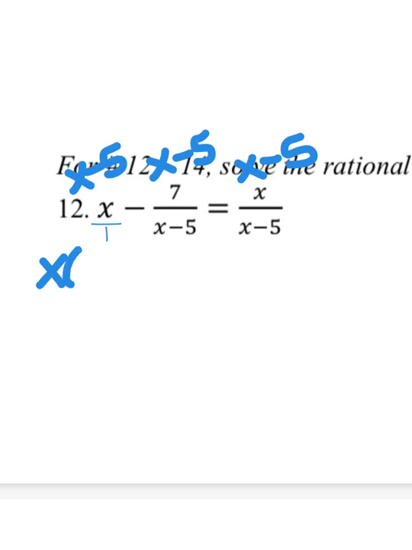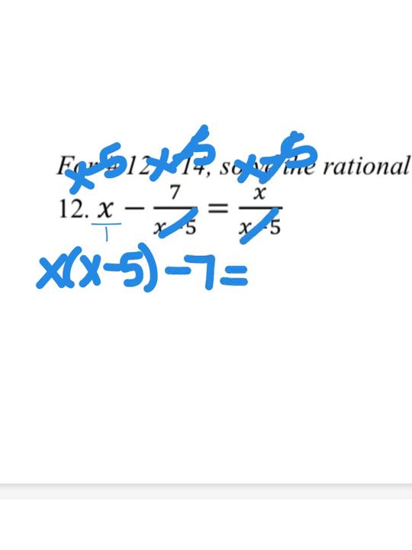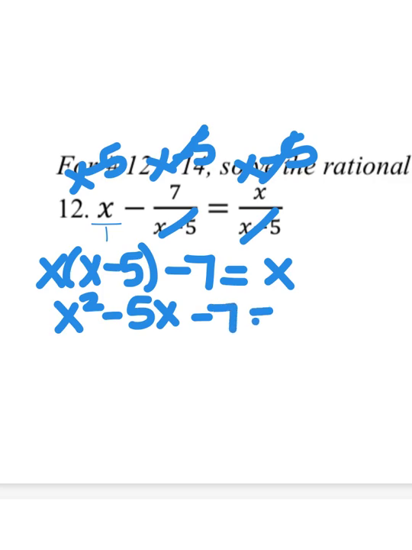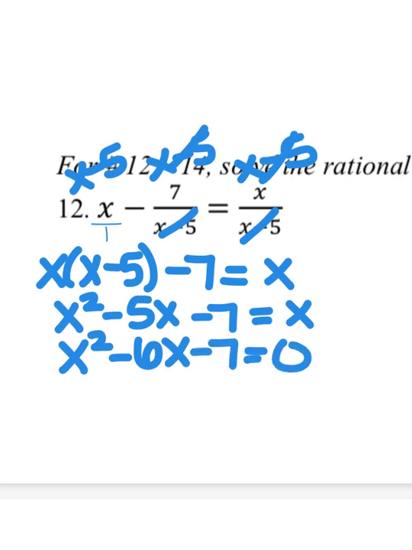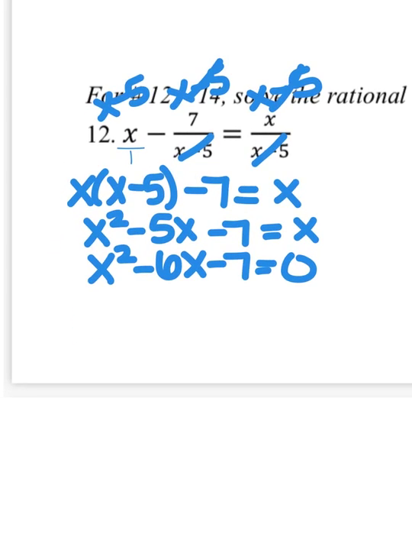So my new equation, there's nothing to cancel out to start. So this is x times x minus 5. And then x minus 5 cancels. So I have minus 7 equals x. So this is x squared minus 5x minus 7 equals x. I subtract the x over. It's a quadratic, so I want to set it equal to 0. And then I have 3 options. I'm actually going to do completing the square because I feel like it's been a while since we've done that. So x squared minus 6x equals 7.